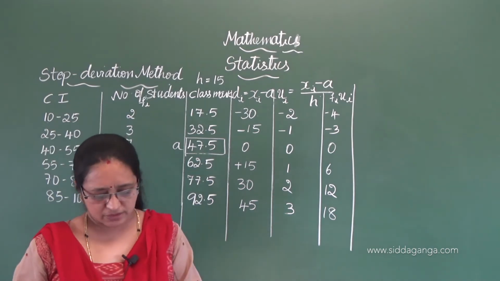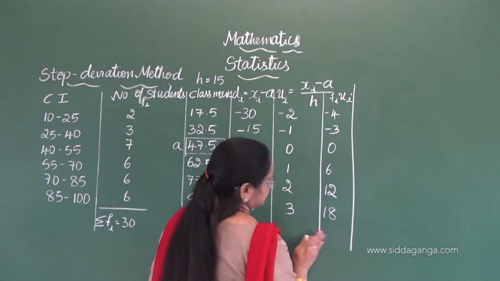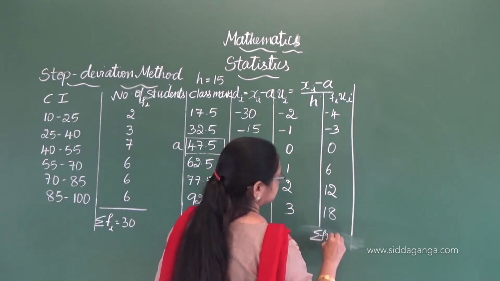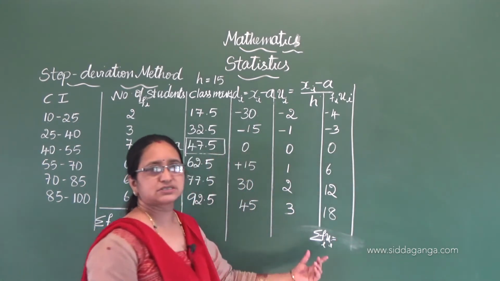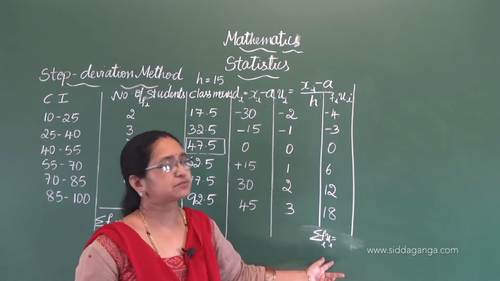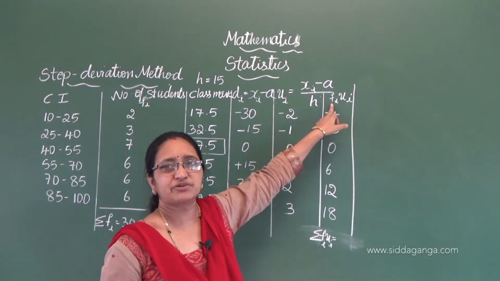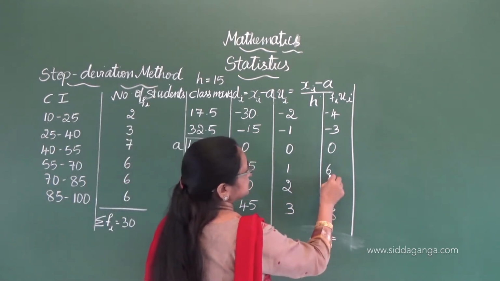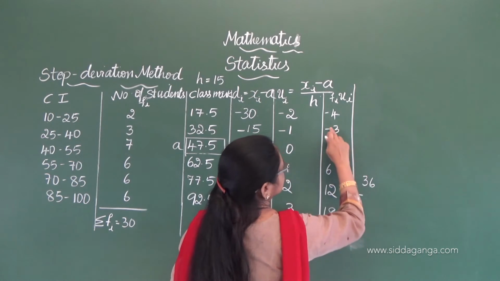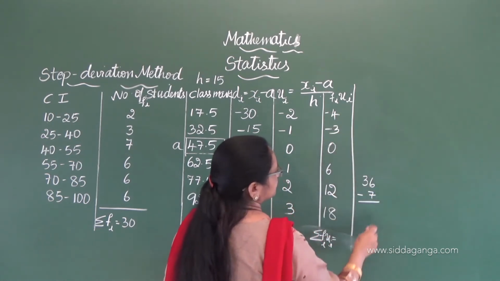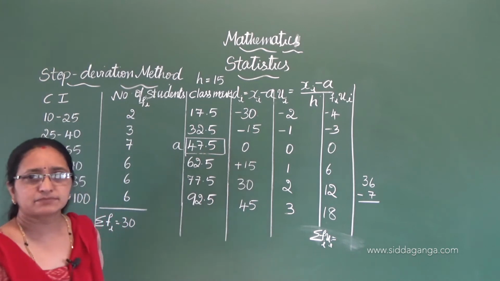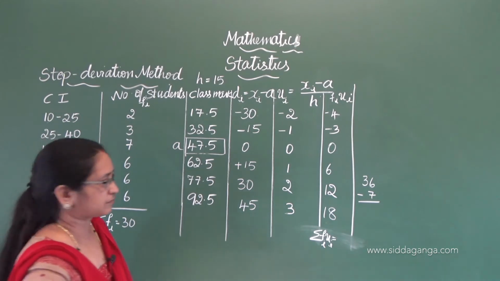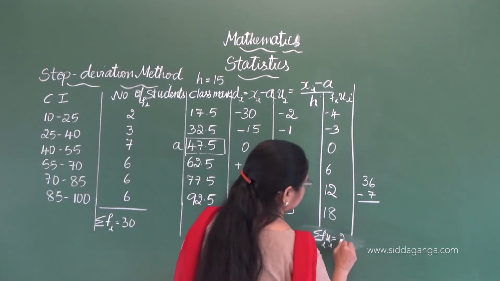Okay. Now let us find out sigma fi ui. Sigma, you all know, is the summation of fi ui. Now just see, 10, 1, 30, 36. So 36 minus 7. So here 29. 36 minus 7. Okay, so I will write here 29.